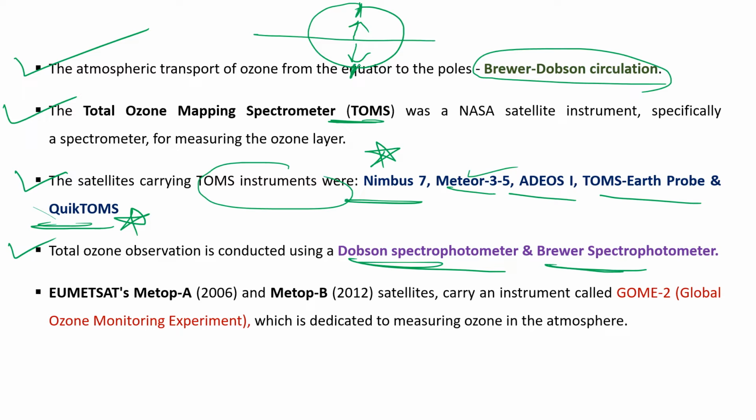Brewer spectrophotometer. Some other satellites were also launched by the European Union, like EUMETSAT METOP-A in 2006 and METOP-B in 2012, carrying another instrument that is known as GOME-2. The earlier ones had the TOMS, and these satellites have GOME-2, the Global Ozone Monitoring Experiment, which is also used for the measurement of ozone in the upper atmosphere.